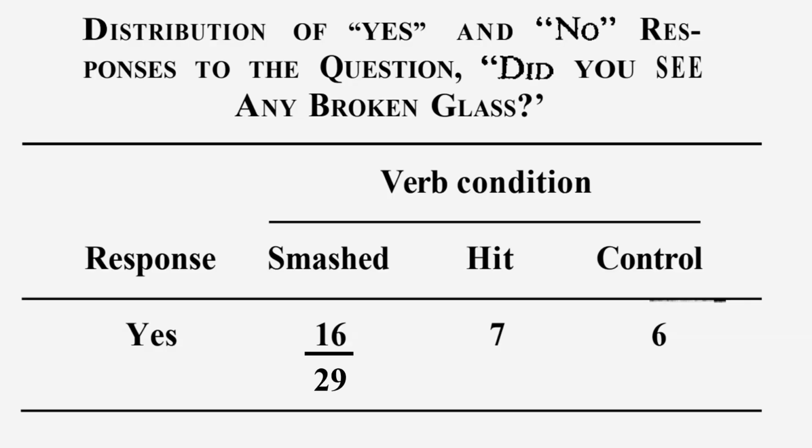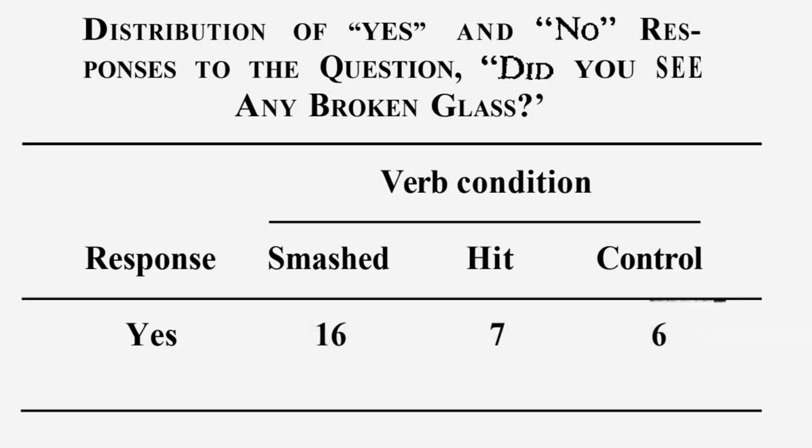And then we simply divide 16 by 29. We divide 7 by 29. And we divide 6 by 29. And then that'll give us a relative frequency table where instead of just numbers, we now have percentages or proportions. So now we know that of all the people that said yes, 55% were in the smashed condition, 24% were in the hit condition, 21% were in the control condition. All right, so that is the relative frequency table.